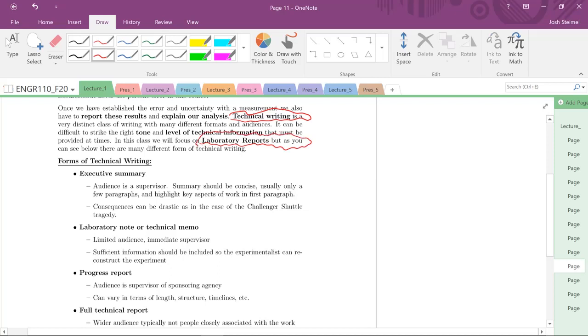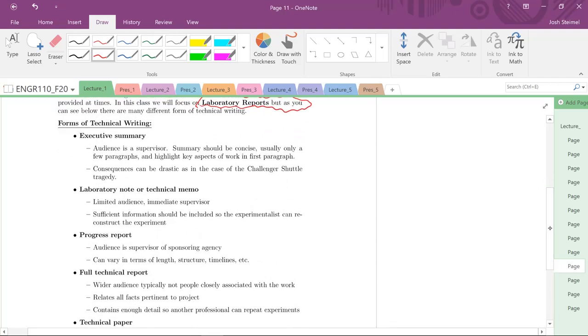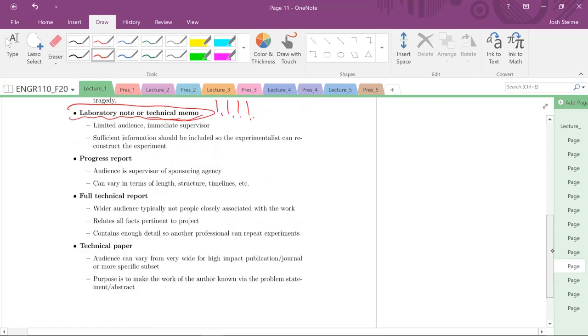But it's really useful to know some of the different forms of technical writing. So we have executive summary, lab report. You'll be the expert in this one. Or this is actually a technical memo, but it's a little bit interesting as well. Progress report, full technical report, technical paper. There's lots of distinctions here.